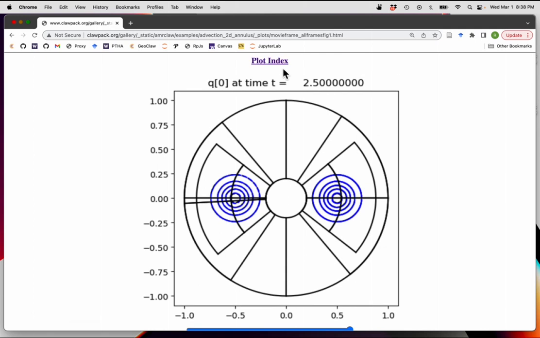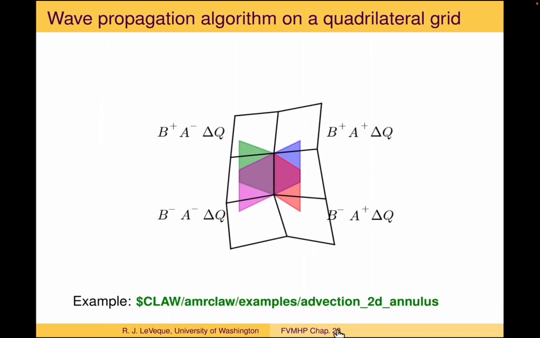So there's a chapter in the book, chapter 23, I guess it is, that discusses extensions to quadrilateral grids in more detail, but the basic ideas are quite similar to a Cartesian grid.